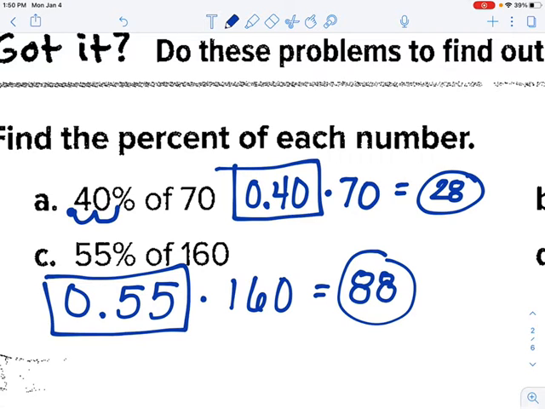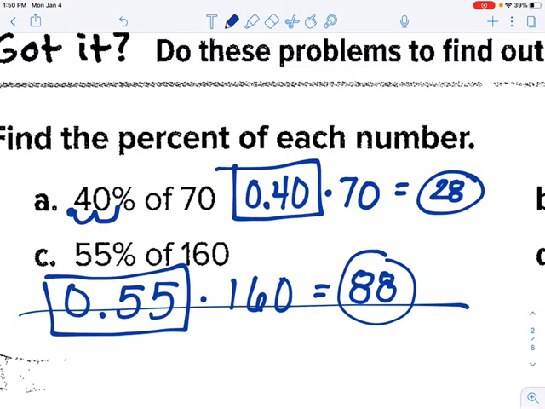Now your answer should be less than the number they're giving you because you're finding a piece of the number. 40% is part of a number. 55% is part of a number. Anything less than 100% is going to give you a smaller number.